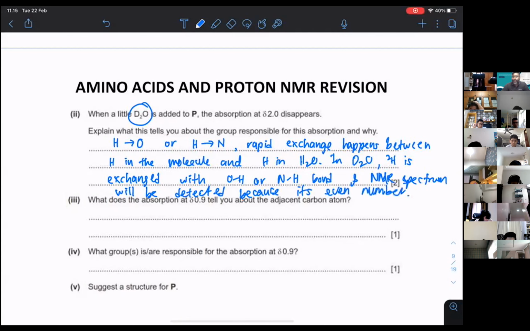Okay, we don't want it to be even. Yeah, so we want it to be odd. Okay, we want odd. We don't want it to be an even number. Yeah, so what does the absorption at 0.9 tell you about the adjacent carbon atom?